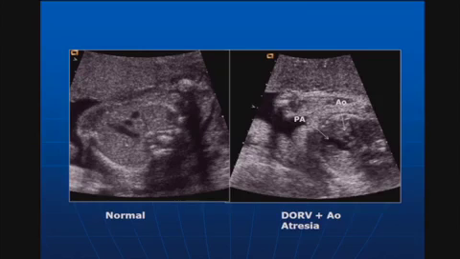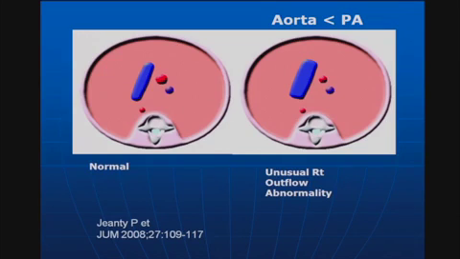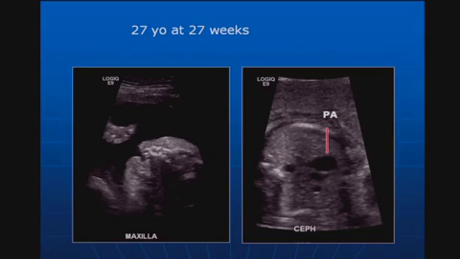Next, the aorta is smaller than the pulmonary artery, and this is usually hypoplasia of the left ventricle to some degree. So you look here, double outlet of the right ventricle with aortic atresia. You see the aorta here, but you see marked discrepancy between the size of the pulmonary artery and the aorta. And this is double outlet with aortic atresia. I'm going to show you another sort of unusual case here. A right outflow tract abnormality where the pulmonary artery is larger than the aorta.